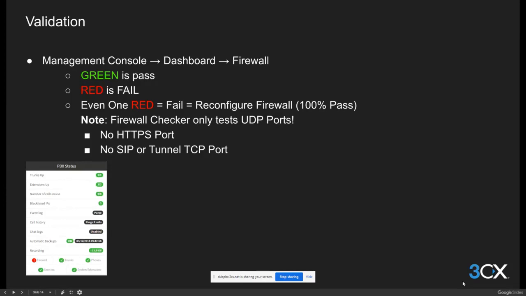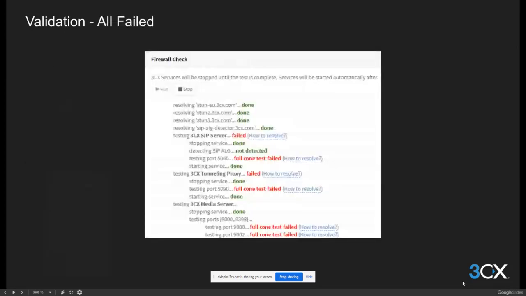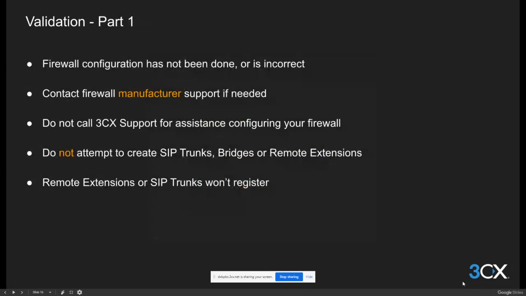Okay, and the firewall check only tests UDP ports, not the HTTP or TCP ports. This is an example. If we are doing the firewall check and some of the ports fail, what is the recommendation? That means the firewall configuration has not been done or is incorrect. Contact the firewall manufacturer's support so that you will do it properly. Do not call 3CX support for assistance configuring your firewall. 3CX will not help you configure the firewall.